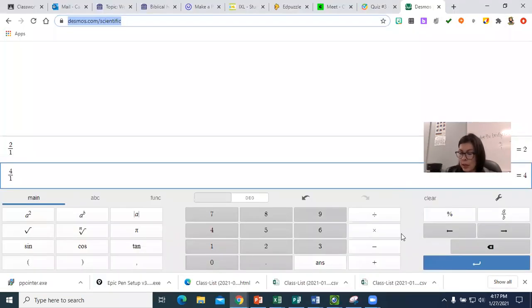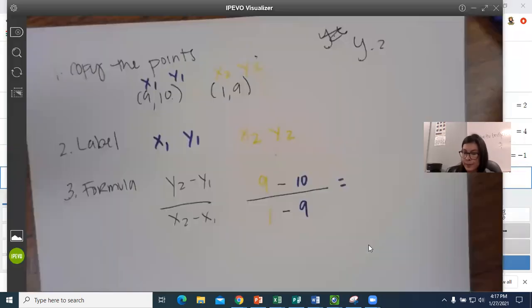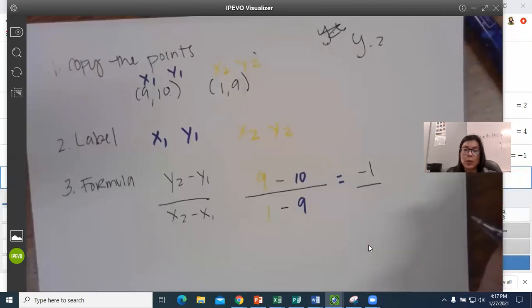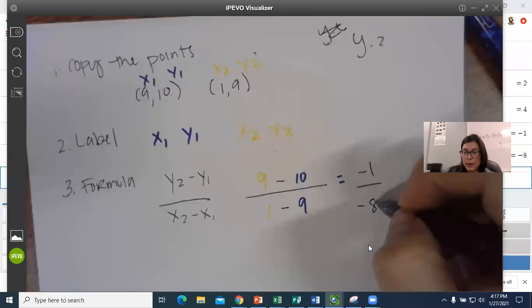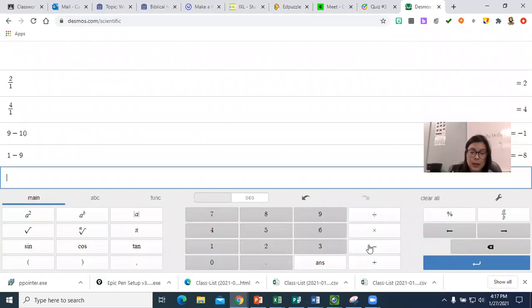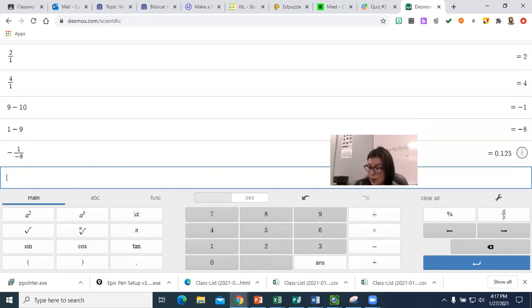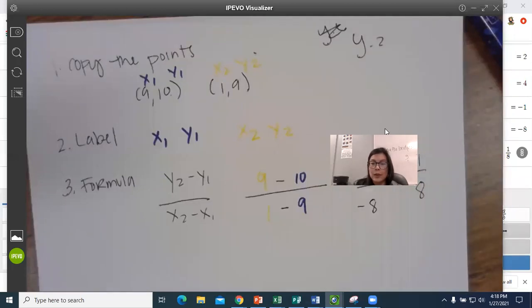So it was 9 minus 10. 9 minus 10 gives me -1. I like to use a calculator because I don't want to mess this up, and if you make small mistakes, you could get it wrong on IXL. And then 1 minus 9, that is -8. So let's simplify that. -1 over -8 simplifies to, let's make this a fraction, +1/8. So make sure that you're using a calculator so you get everything correct.